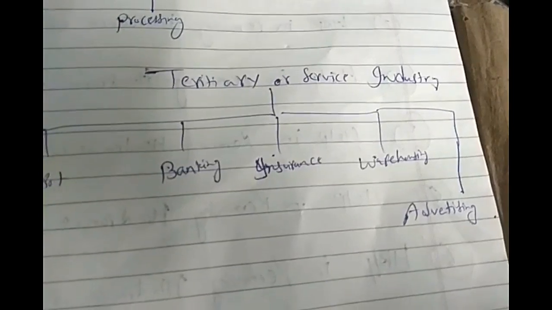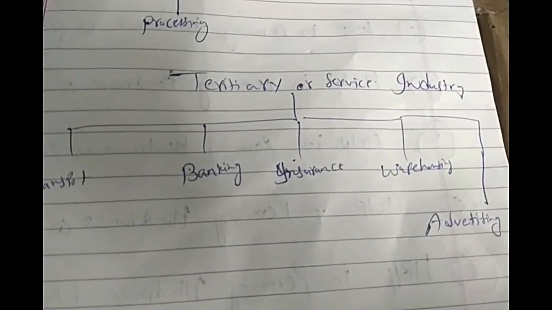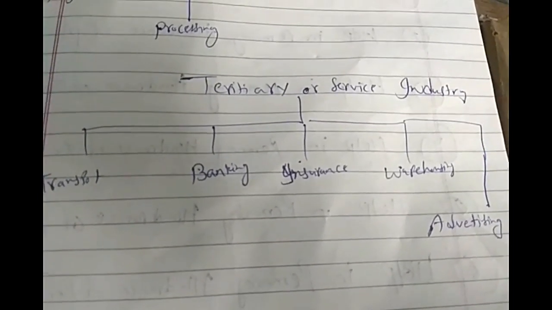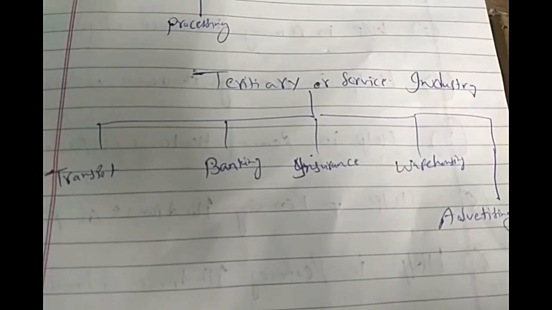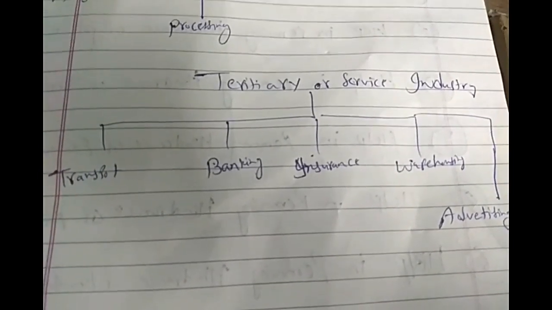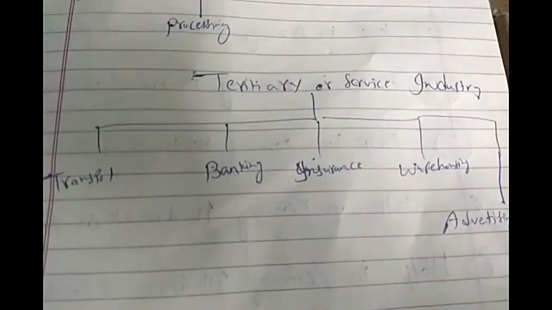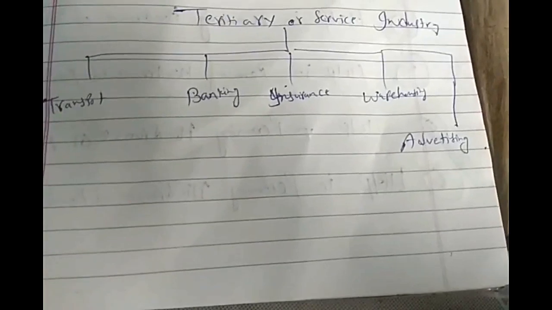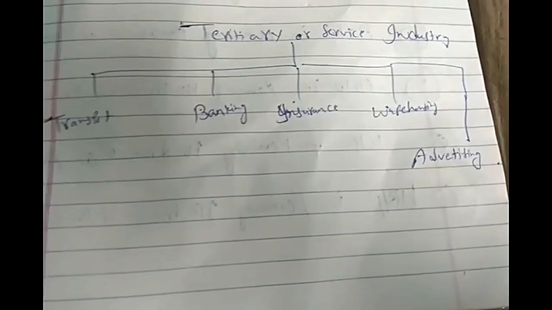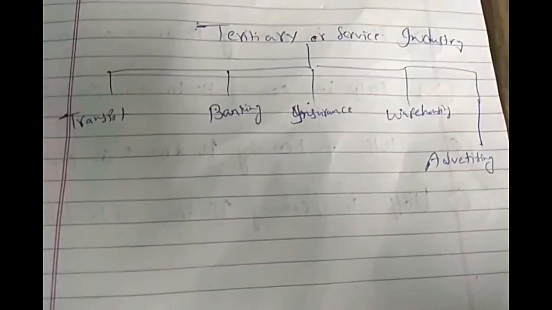Warehouse. This facility is given by this industry to keep their goods safely, so they can utilize them for different purposes. Whatever goods are produced by the primary or secondary sector can be kept safe, and whenever they are demanded they will supply them. Last, that is advertising. In that, they are providing information, making the consumer aware regarding the product. That is clear to everyone.